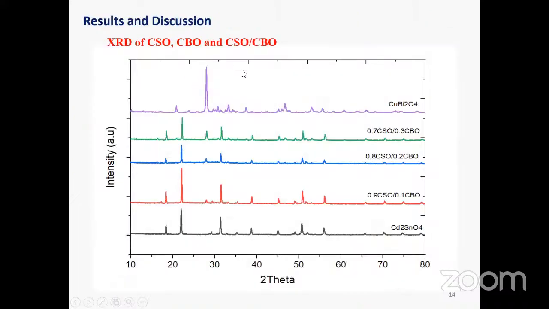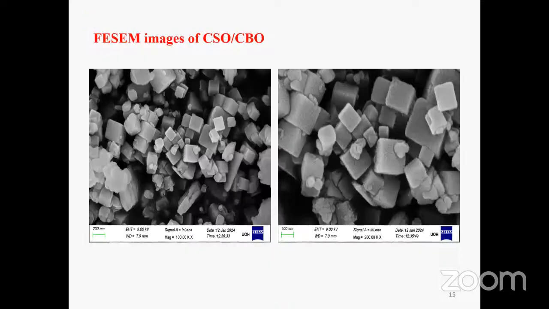And this is the XRD pattern of all the composites along with the parent compounds, and the phase of each compound is confirmed, and they were in agreement with the JCPDS data. And these are the FESEM images of the composite, particularly I am giving the data of the best composite. We have actually prepared 0.9 CSO, 0.1 CBO, 0.8 CSO, 0.2 CBO, and 0.7 CSO, 0.3 CBO. Out of these three, we got the best photocatalytic activity for 0.8 CSO and 0.2 CBO.